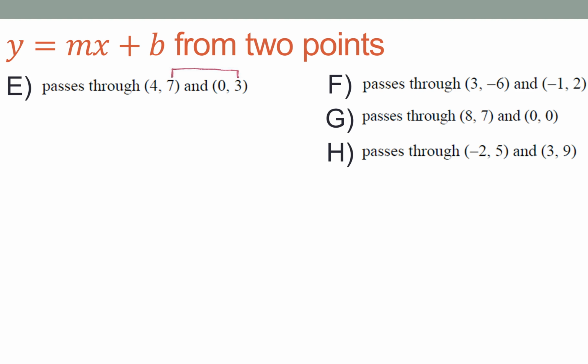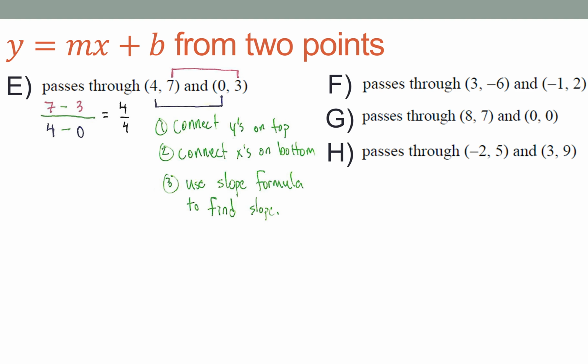I'm going to connect the 7 and the 3 on the top because those are my y values. I'm going to put that into my frame for the slope equation. So you see the 7 and the 3 there in the numerator, 7 minus 3. I'm going to connect the 4 and the 0 on the bottom. And those are my x values. So in my frame for the slope intercept form, you'll see those up here. Kaboom. It's 4 minus 0 in the denominator. So 7 minus 3 in the numerator, 4 minus 0 in the denominator, and that is 4 over 4. 4 divided by 4 is 1.